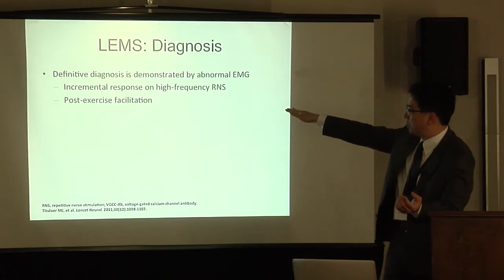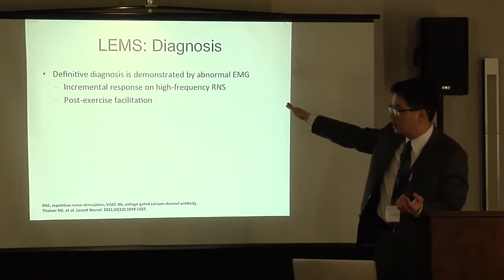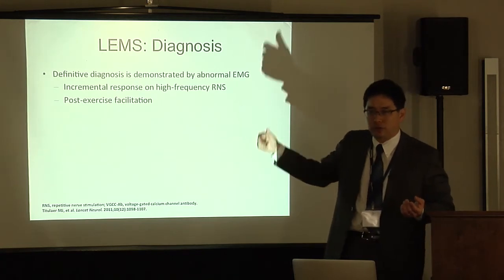So when we shock a bunch of times in a row at 50 hertz, that's called high-frequency repetitive nerve stimulation. That's one way to do it. Another way to do it, alternatively, is to test before and after exercise.